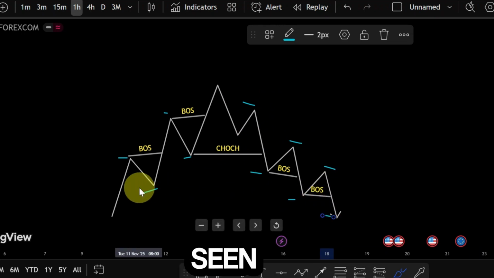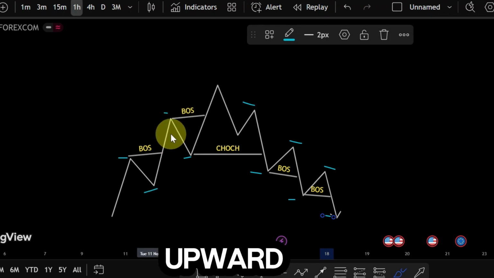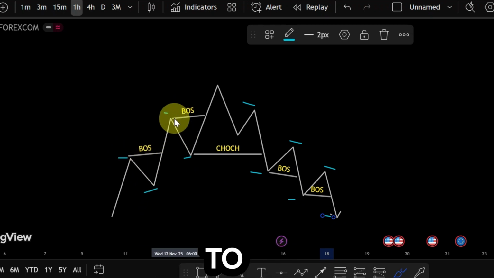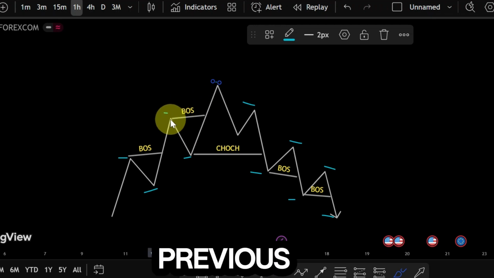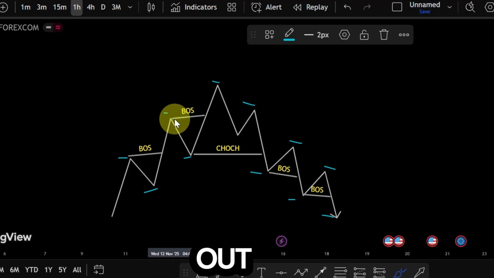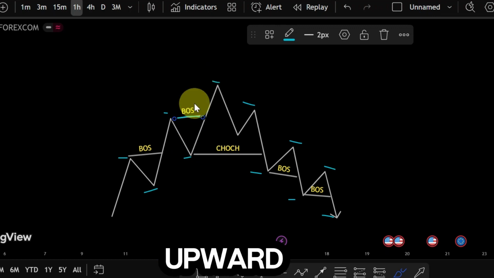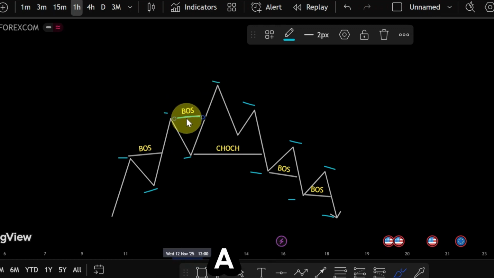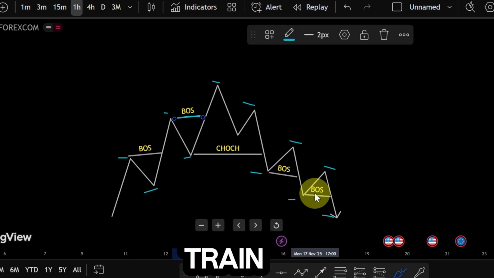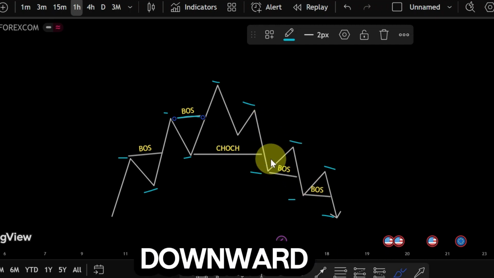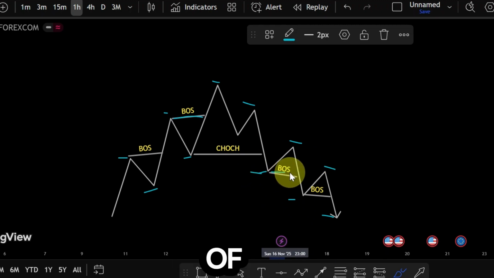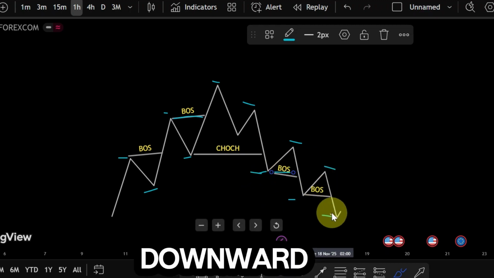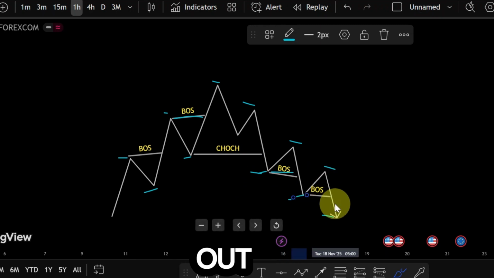A break of structure is seen when price pushes upward, goes above the previous higher high to create a new high. So when price retraces and pushes upward to create a new high and breaks above the previous high, we say there is a break of structure. While in a downward trend, when price pushes downward below the previous low, we see that there is a break of structure.